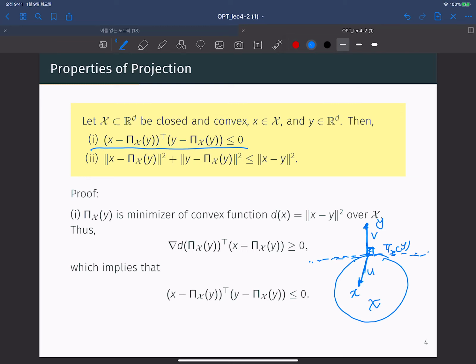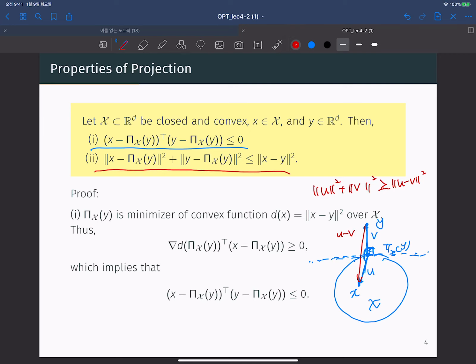Okay, and since the inner angle between this v vector and u vector is greater than 90 degrees, when you draw this line, u minus v, from the Pythagorean theorem, we can definitely have the u vector length squared plus v vector length squared must be greater than or equal to the length of u minus v squared. That is the second property.